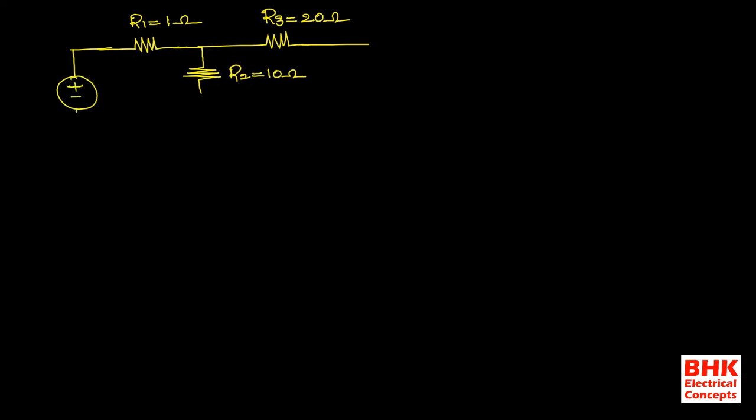So this one is R1 equal to 1 ohm. This one R2 is equal to 10 ohms, and this one R3 is equal to 20 ohms, and here we are applying some voltage. So here V is equal to 50 volts. Now first our target is to find what?